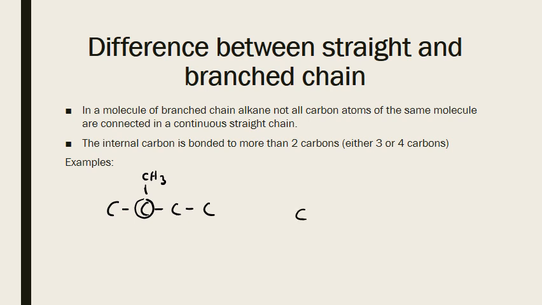Another example would be pentane. It's got 5 carbons, so it's pentane. If I put a methyl group on the third carbon, this carbon will now be bonded to 1 carbon, 2 carbons, and 3 carbons. This is also now known as branched. It's not straight anymore.